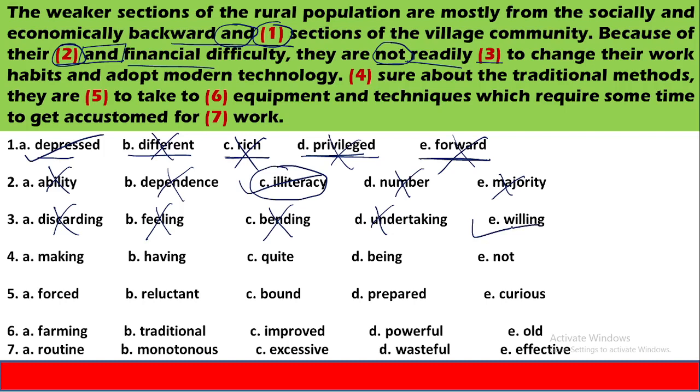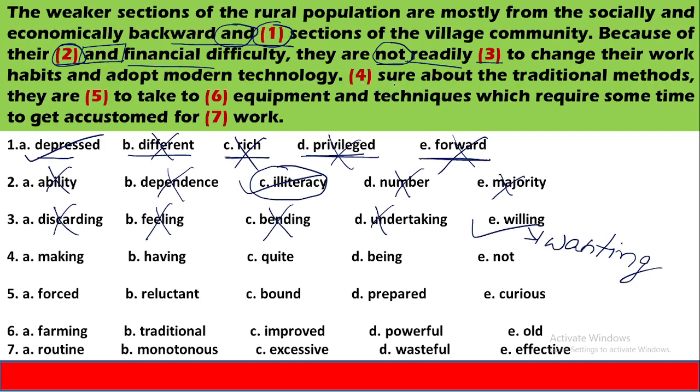So let me read the sentence again. They are not readily willing to change their work habits and adopt modern technology. Definitely, willing means wanting. They are not readily willing to change their work habits and adopt modern technology. Now moving to the next sentence.